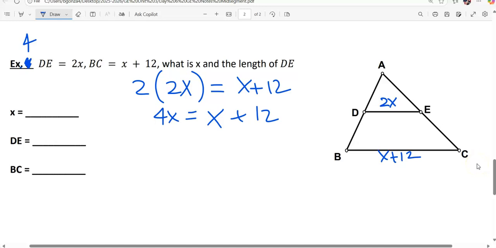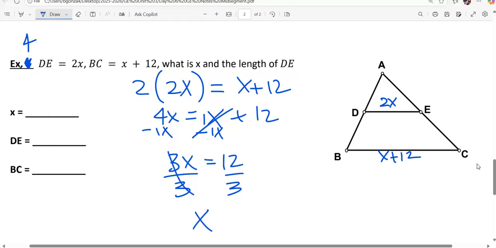Now, x cannot be on both sides. To get rid of the smaller x, which is 1x, how do I get rid of this positive 1x? Negative or minus 1x, minus 1x. 4 minus 1 is 3x equals 12. And then last step, you divide by 3. X is 4.